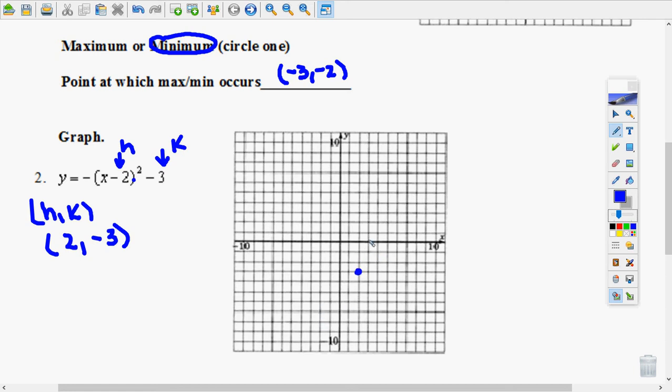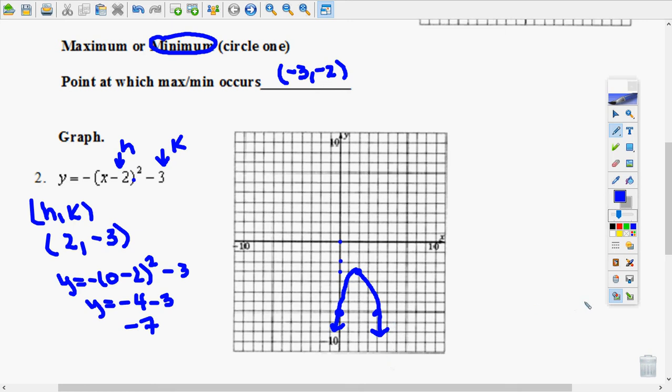And then what you can do is just pick a point on either side, or you could just pick 0. So I'm going to plug 0 in. That would be y equals -(0 minus 2) squared minus 3. So negative 4 minus 3 will be -7. So y is equal to -7. So 1, 2, 3, 4, 5, 6, 7. And then you do the same thing on the other side, and you draw your parabola. And that's that.